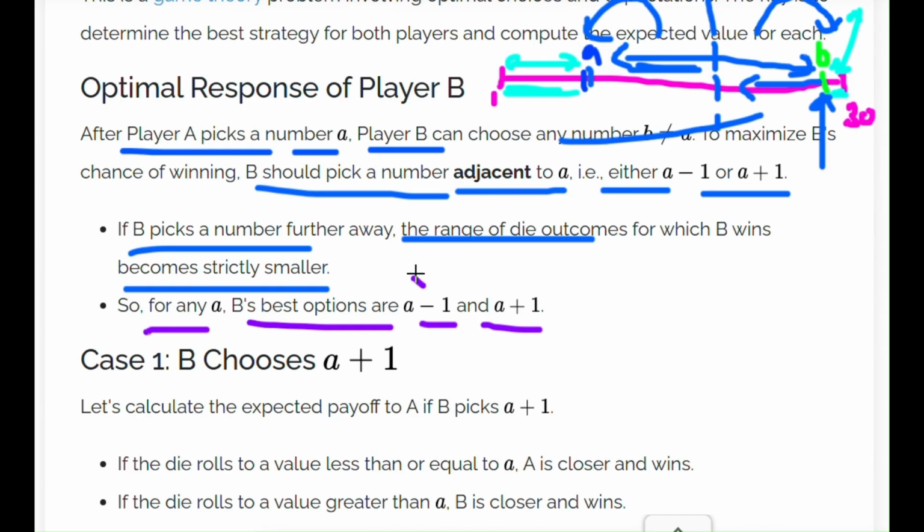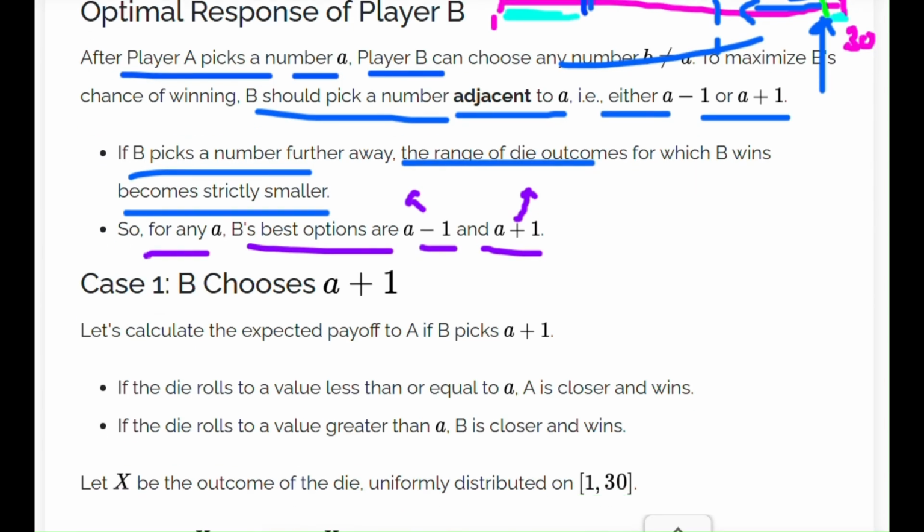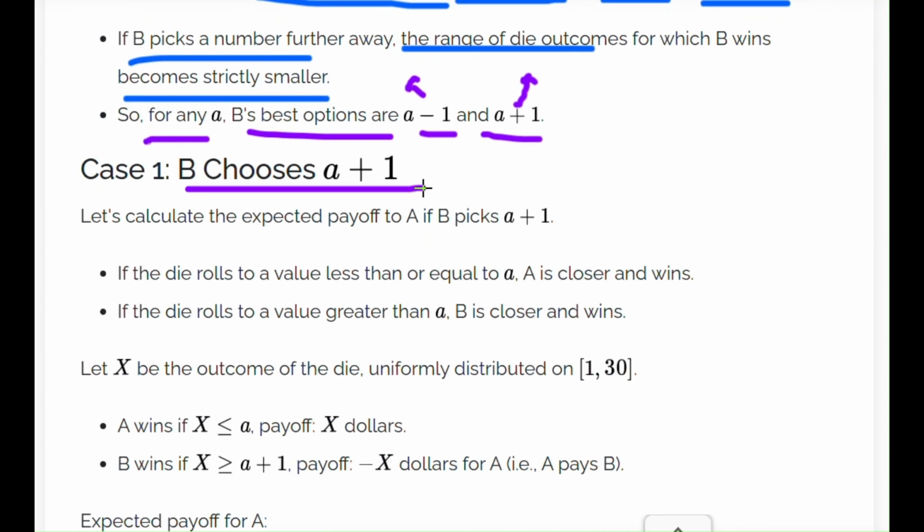Now we'll calculate for both of these choices and then see what the expected values look like. So let's say B chooses A plus 1. Let's calculate the expected payoff if B picks A plus 1.